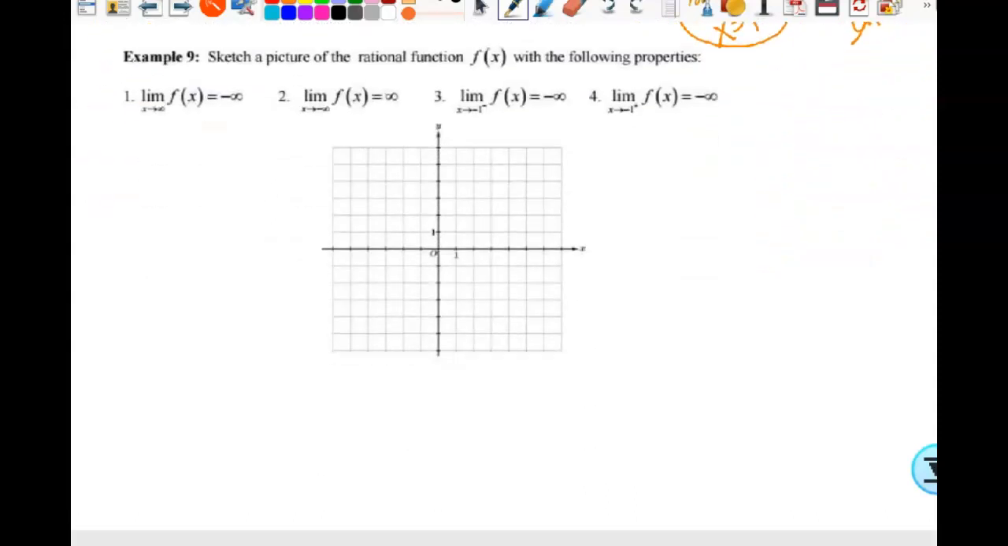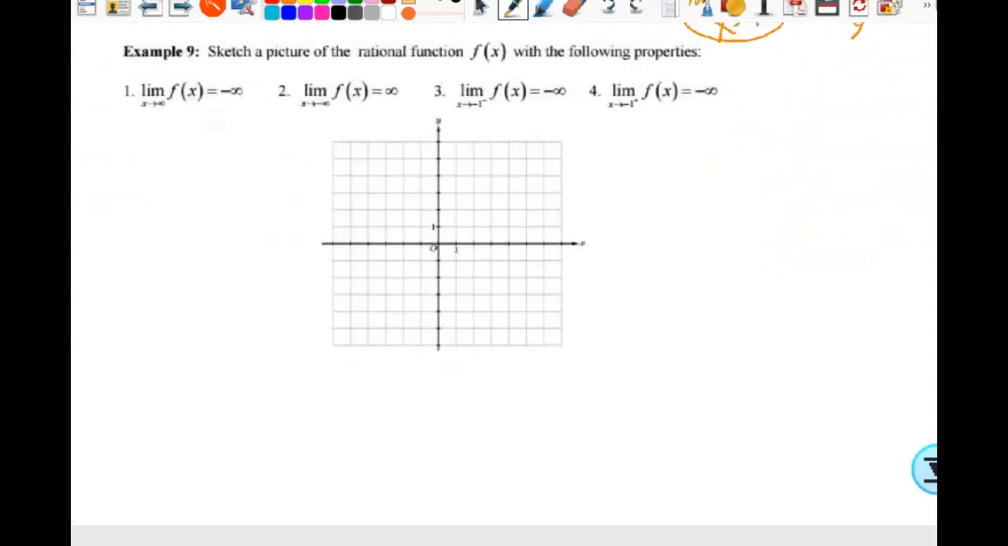All right, so let's look at example 9. So here's where we have to sketch something from scratch, and I know none of us love these. So this is not multiple choice. They're telling us 4 things. So they're telling us the limit as x approaches infinity is negative infinity, and the limit as x approaches negative infinity is infinity. Do you know what this is telling you your function has?